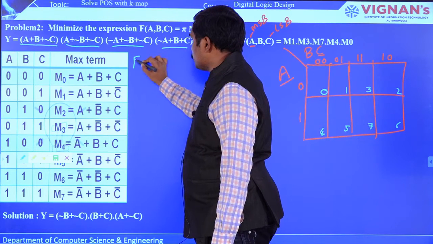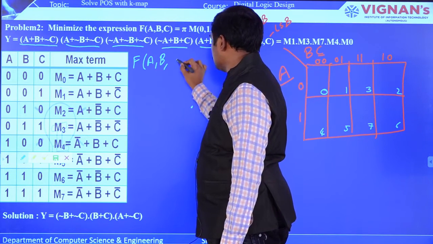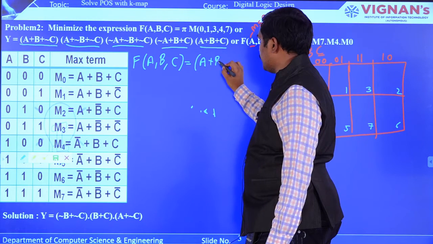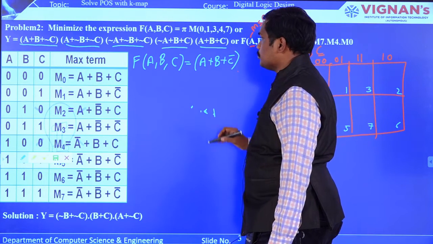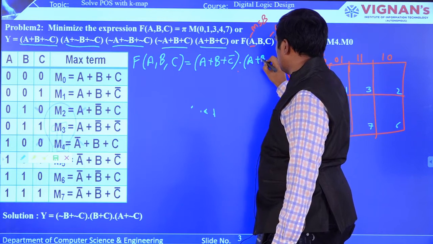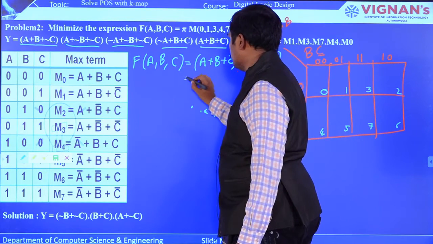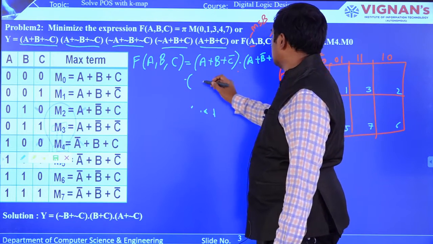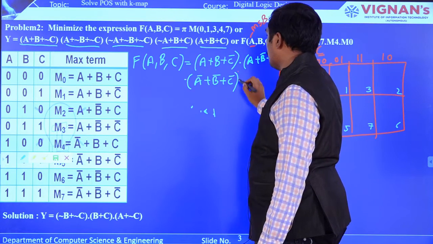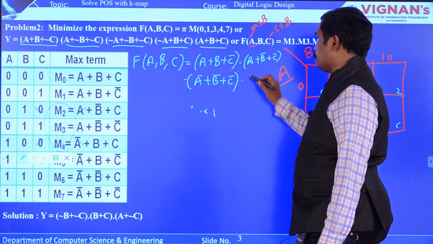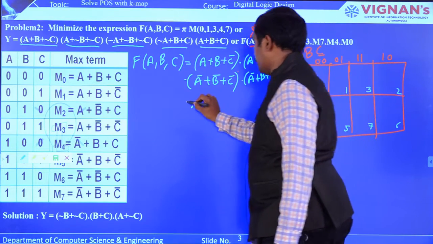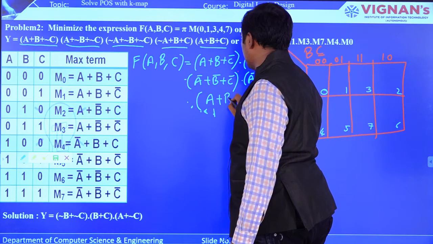So I'm writing the expression again. That is f of A comma B comma C is equal to, because 3 Boolean variables are there, A plus B plus C bar, into the second max term, that is A plus B bar plus C, into the third max term, A bar plus B bar plus C bar, dot, this is the fourth max term, A bar plus B plus C, into the last term, which is A plus B plus C.